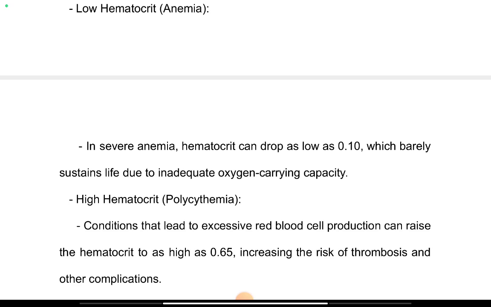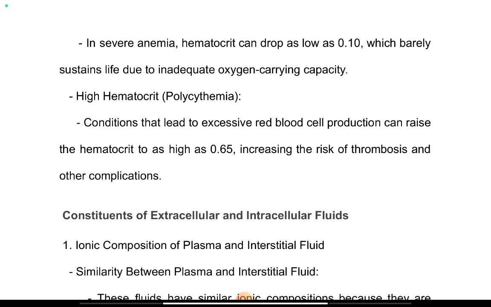Okay. And there could be some situations when the red blood cells are so excessive. When we get to erythropoiesis, we will dwell much on this. This condition is polycythemia. The hematocrit could rise from the normal value of 0.4 to as high as 0.65.